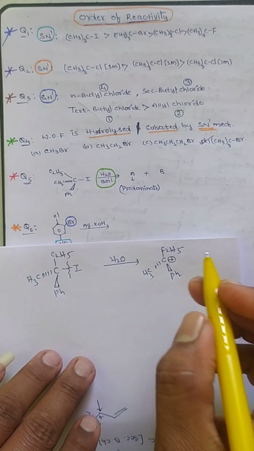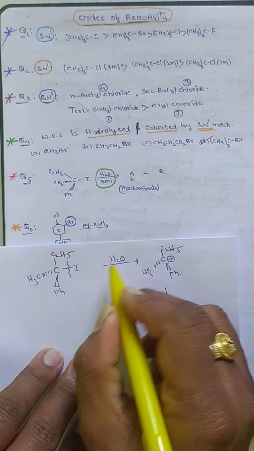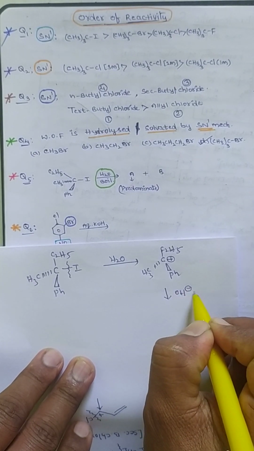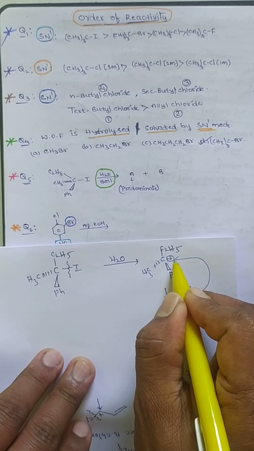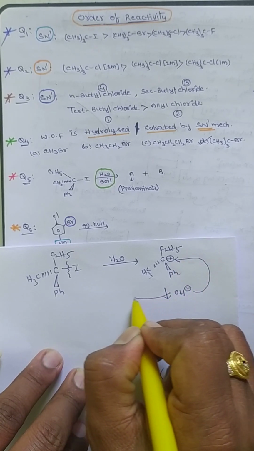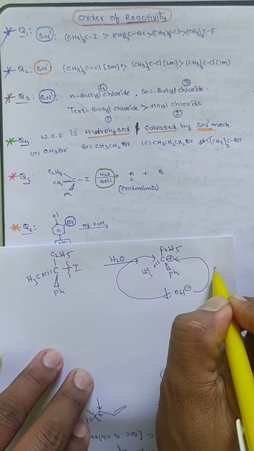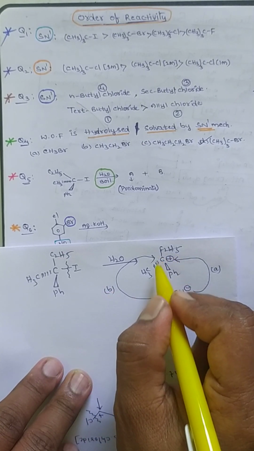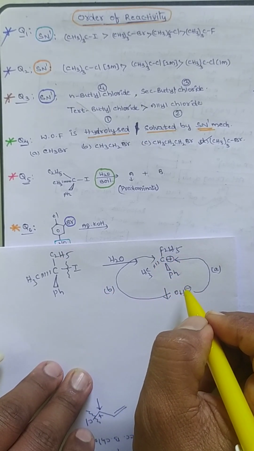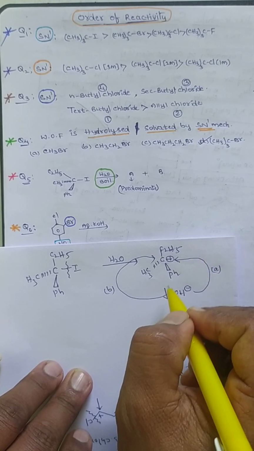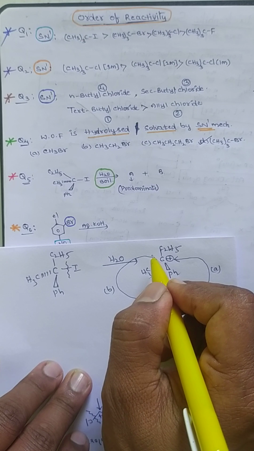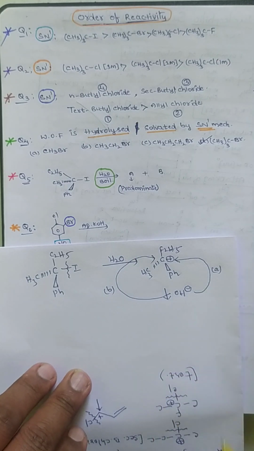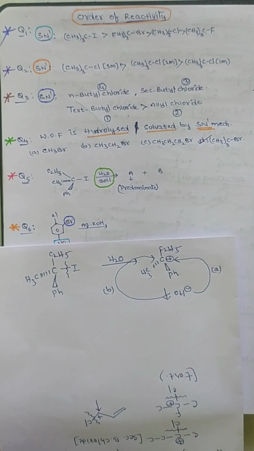Now here the attack of the nucleophile can be possible. Here water is acting as a nucleophile. Now this nucleophile can attack either from the front side or from the back side, because the carbocation has a planar structure. So the nucleophile can attack from the front side or from the back side. It can attack from the top side, and it can also attack from the bottom side.